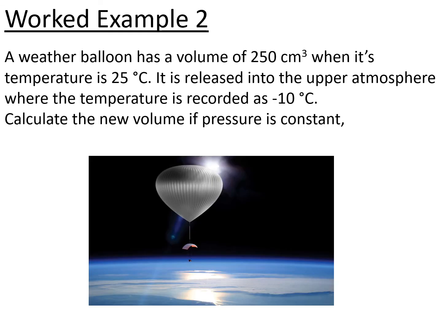So let's look at a second example, just to show you that it doesn't matter what we're calculating from Charles's law, the technique is always the same. So a weather balloon has a volume of 250 centimeters cubed when it's at a temperature of 25 degrees Celsius. It's released into the upper atmosphere where the temperature is recorded as minus 10 degrees Celsius. Calculate the new volume if pressure is constant. So you could be doing this if you were, say, a meteorologist and you wanted to measure the temperature of the upper atmosphere, or you wanted to design a balloon that could go up that high, and you had to know what volume it would be when it was up in those kinds of conditions.